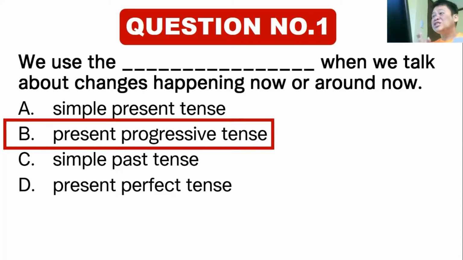When we talk about changes happening now or around now, in the Philippines we usually term it as present progressive. But in British English, it is present continuous. Present progressive. Present continuous.